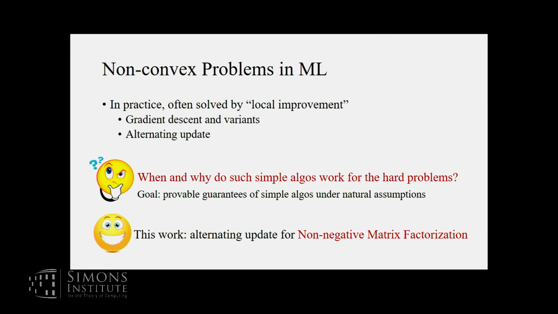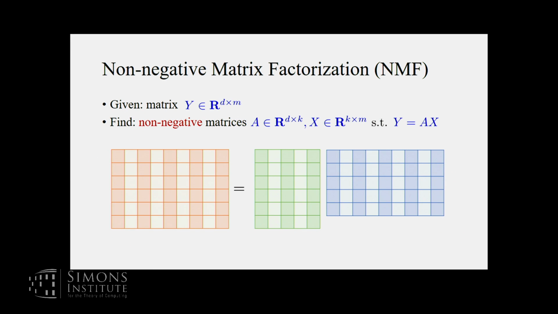Okay, so this work is about analyzing alternating update for non-negative matrix factorization. So what is non-negative matrix factorization? It's just a factorization problem under the additional requirement that the entries of the factorized matrices should be non-negative. In some cases, you only require the entries of X to be non-negative, but for simplicity, let's just say we require both to be non-negative. This leads to a non-convex problem.